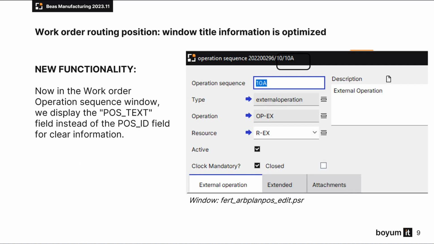In the work order routing position editing screen, the window title information has been optimized. Here, we display the position text field now, instead of the position ID for clear information.